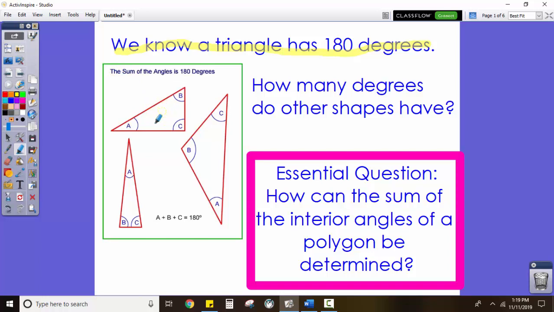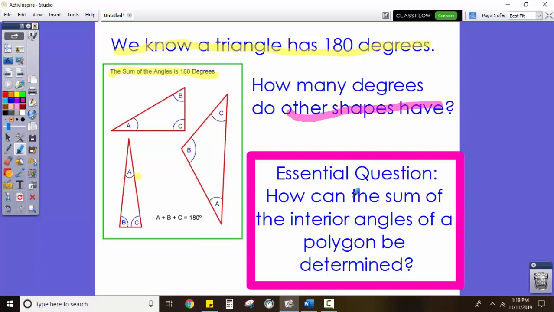So we have right triangles, we have acute triangles, we have obtuse triangles, and what we determined is that the sum of the angles of any triangle is always 180 degrees. So we're going to need to use that piece of information today to figure out how many degrees other shapes have.